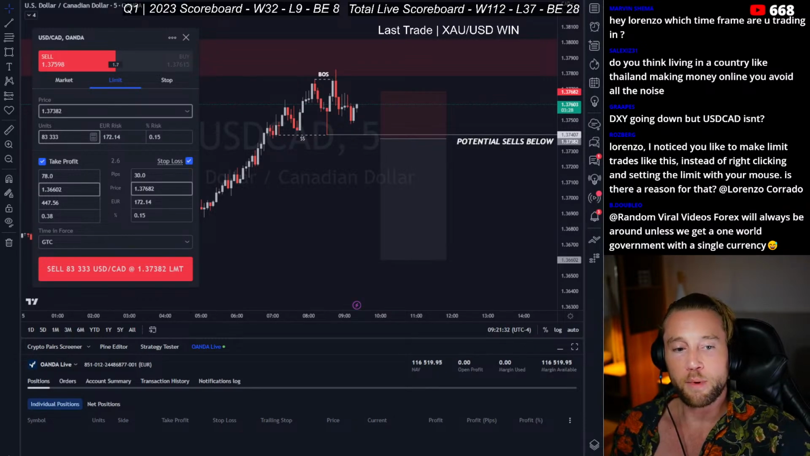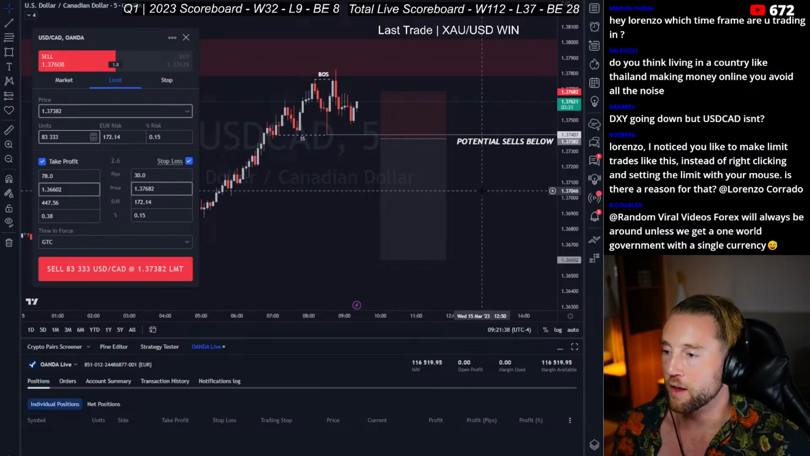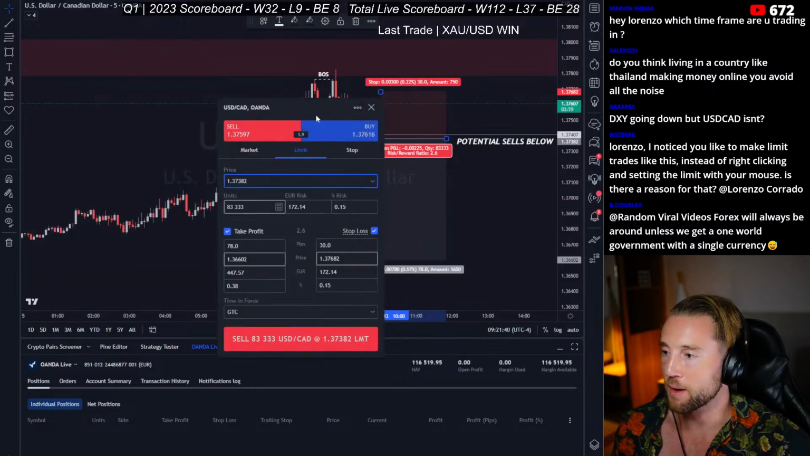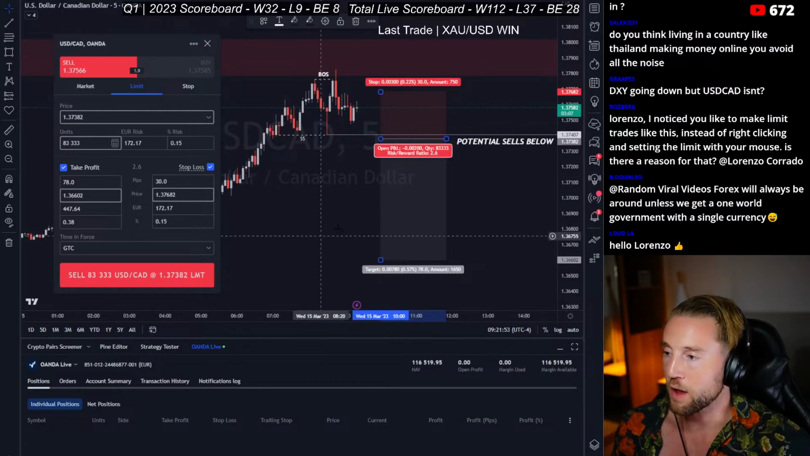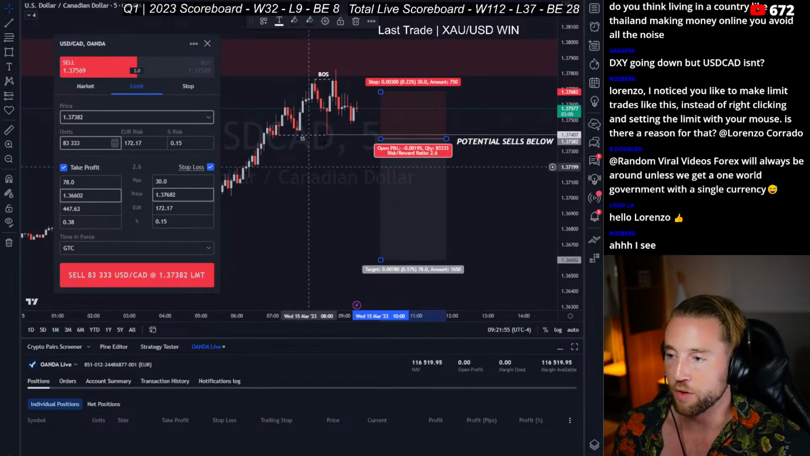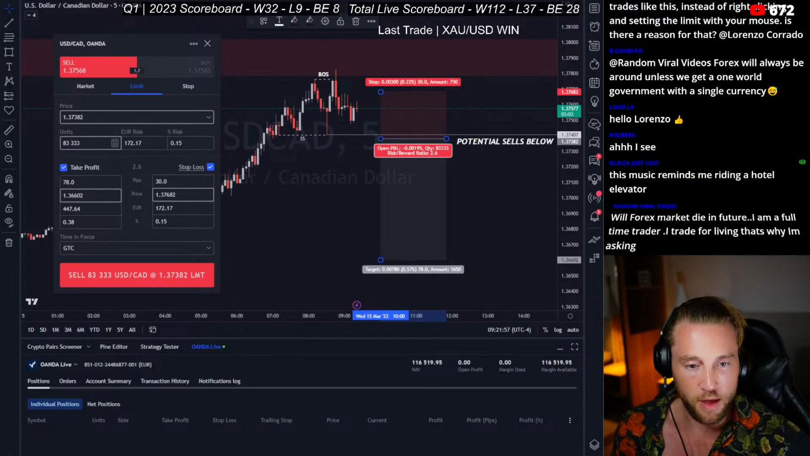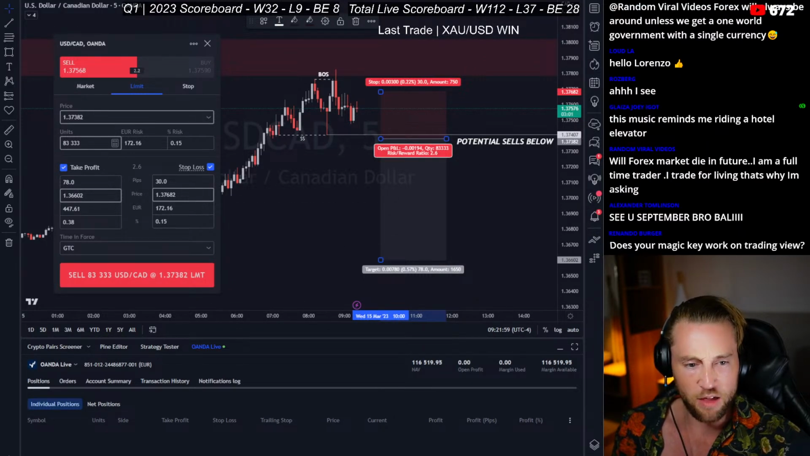Lorenzo, I noticed you like to make limit trades like this instead of right-clicking and setting the limit with your mouse. Is there a reason for that? When I click on this and click on create limit, it automatically shows exactly where my stop loss is, my take profit already set. Everything is already set. I just have to fill in my risk. If I would do it manually, then I need to move it and slide it. It's fine, it's slightly easier.